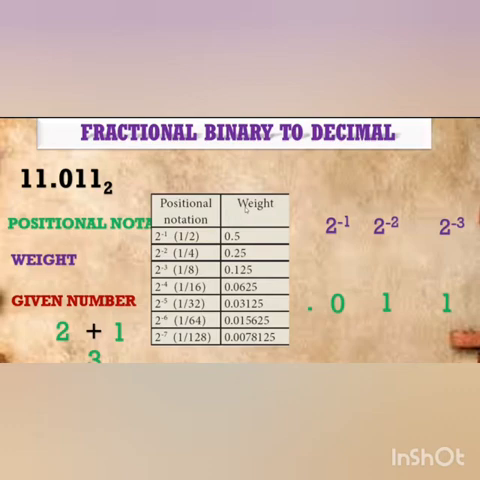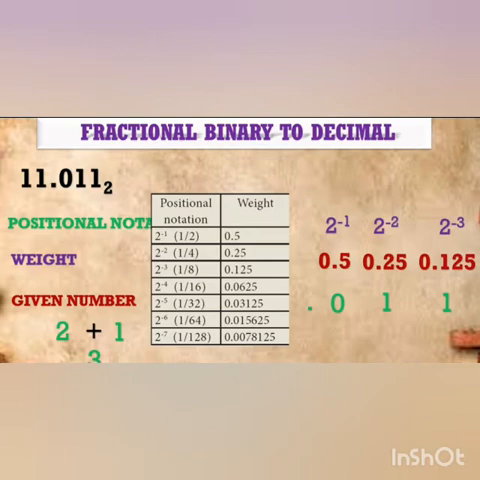Now we write the equivalent weight. 2 to the power of minus 1, the weight is 0.5. 2 to the power of minus 2, the value is 0.25. 2 to the power of minus 3, the value is 0.125. Now multiply each digit with its corresponding weight. 0 into 0.5, the value is 0. 1 into 0.25, the value is 0.25. 1 into 0.125, the value is 0.125.